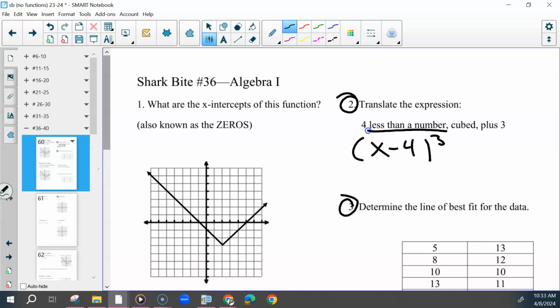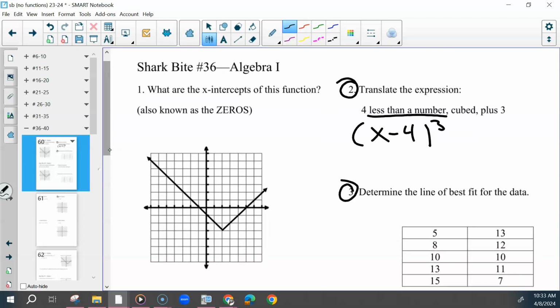Wait. Huh? Where's the plus 3? And then plus 3. Oh, this is the... I did almost right. I had that idea. The for less than is yes, but because it says comma cubed, all of that is being cubed, and then plus 3 at the end.